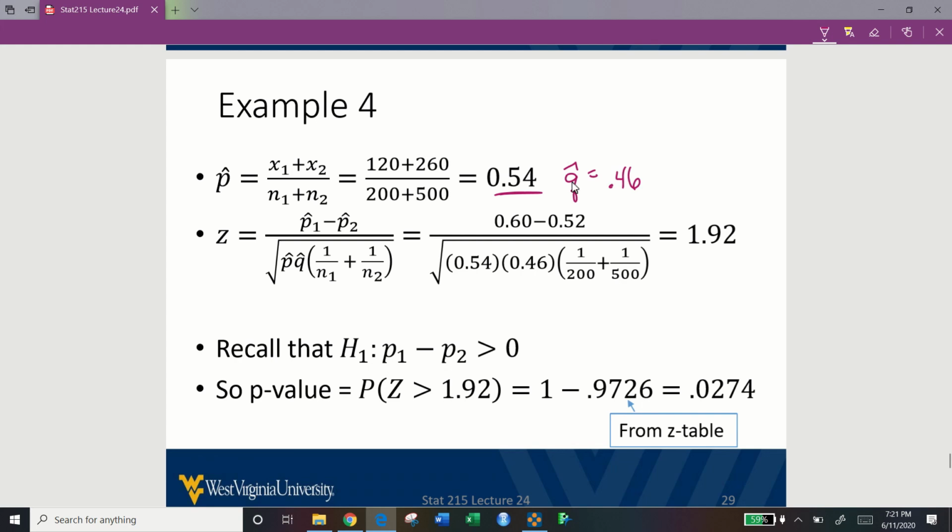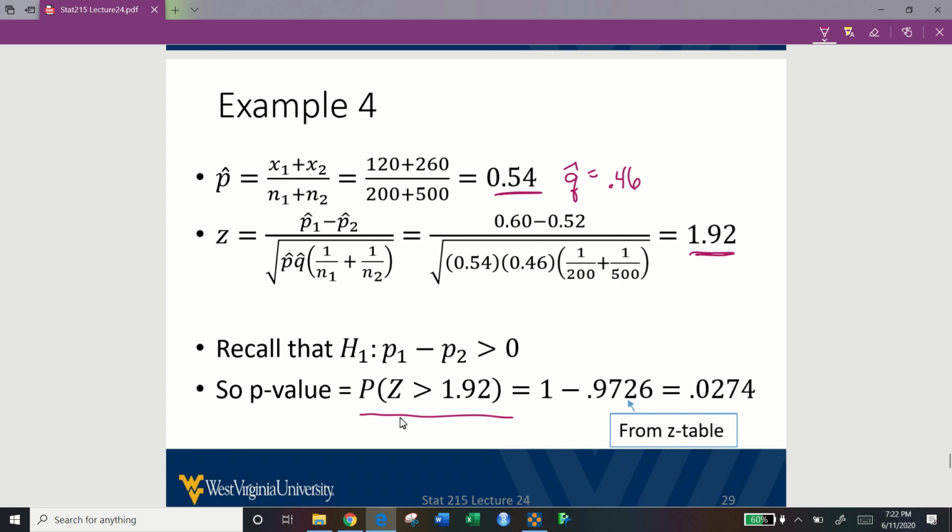Now plugging in our known information, we will have z equal to 0.6 minus 0.52 all divided by the square root of 0.54 times 0.46 multiplied by the quantity of 1 over 200 plus 1 over 500. This will give us a z-statistic of 1.92. If we recall, our alternative hypothesis was P1 minus P2 greater than 0. So our p-value is going to be the probability of z greater than 1.92.